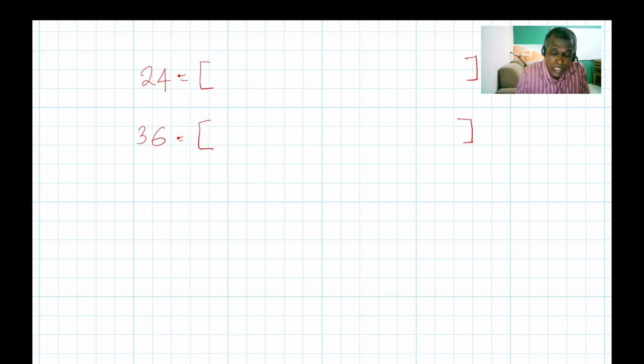Only maybe 2 factors, maybe 5 factors, something like that. Now I am going to write down the factors for 24. Same thing we did previously. 1 and itself.